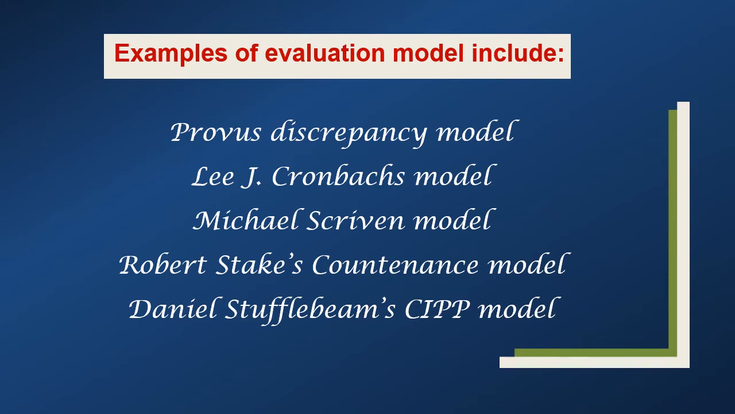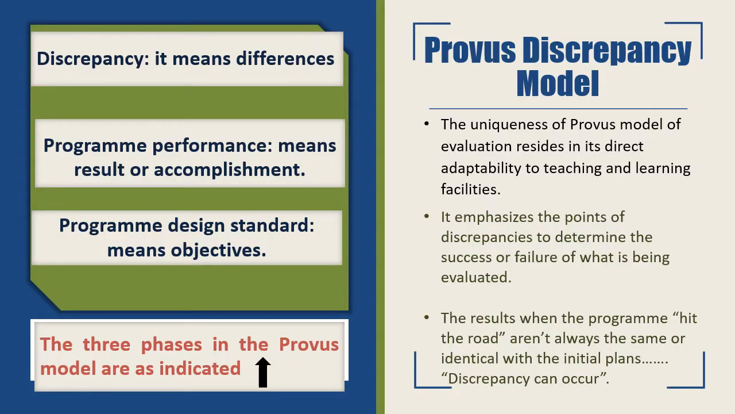And as I said earlier, there are several models today. Among them include the Provost discrepancy model, the Cronbach's model, the Michael model, the countenance model, and of course, the CIPP model. The C stands for context, the I for the input, the first P for process, and the last P for the product. Of all the models that we have mentioned, our interest in this lesson is the Provost discrepancy model. Just as the name implies, the discrepancy model.